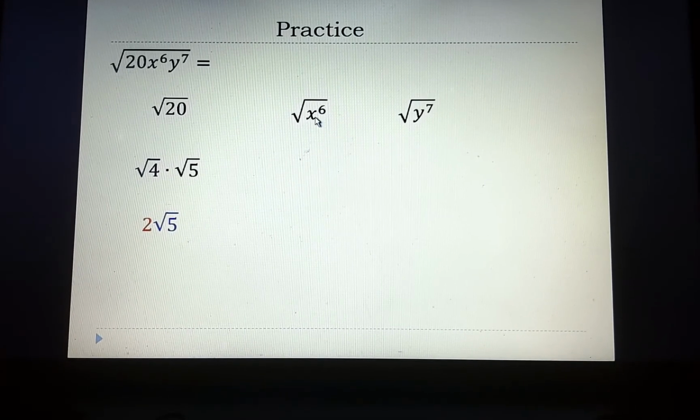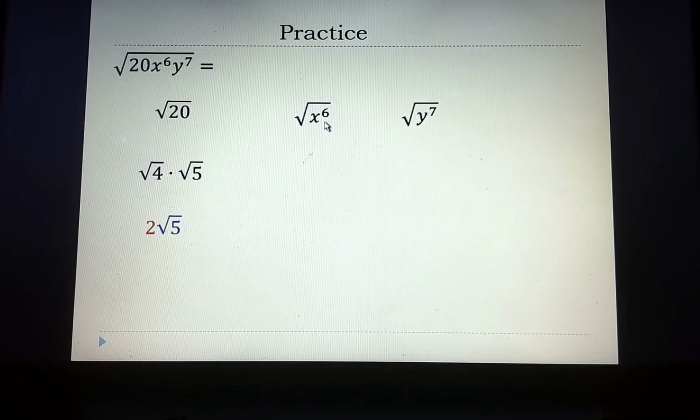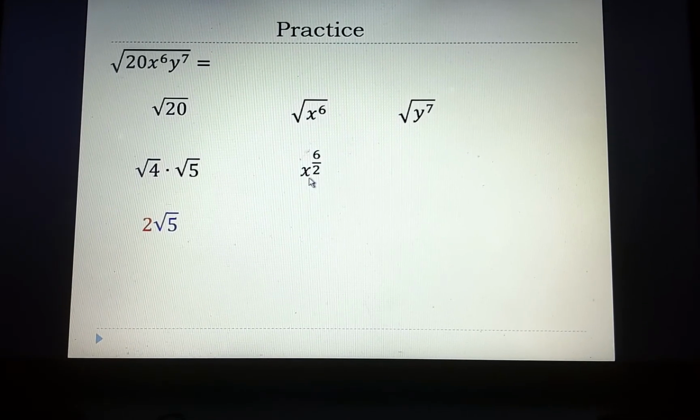Remember these, what we're going to do is rewrite them as a fractional exponent. So this is going to become x to the 6 over 2. Remember, you want to simplify this. So 6 divided by 2 is 3. We can't do anything else with that. So that's become x to the third.